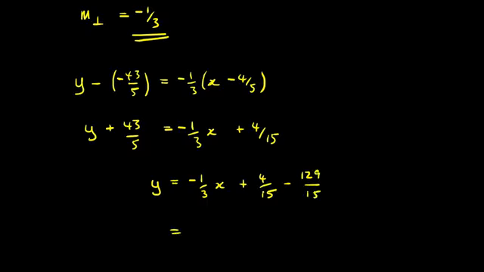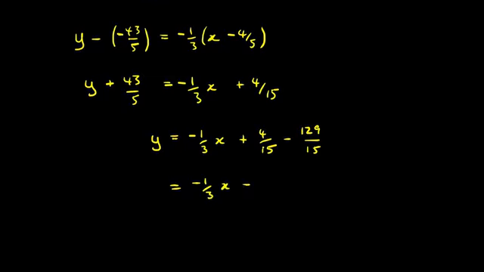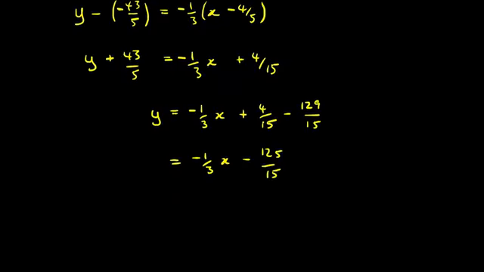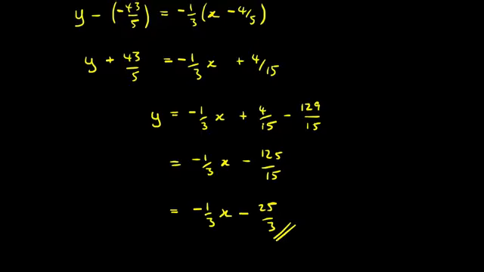And so therefore, if we just simplify that, we get minus 1/3 x minus, well, 129 plus 4 is minus 125 upon 15. I think we should also be able to divide that through by 5 to get minus 1/3 x minus 25 upon 3. So that's going to be the equation of our perpendicular bisector.